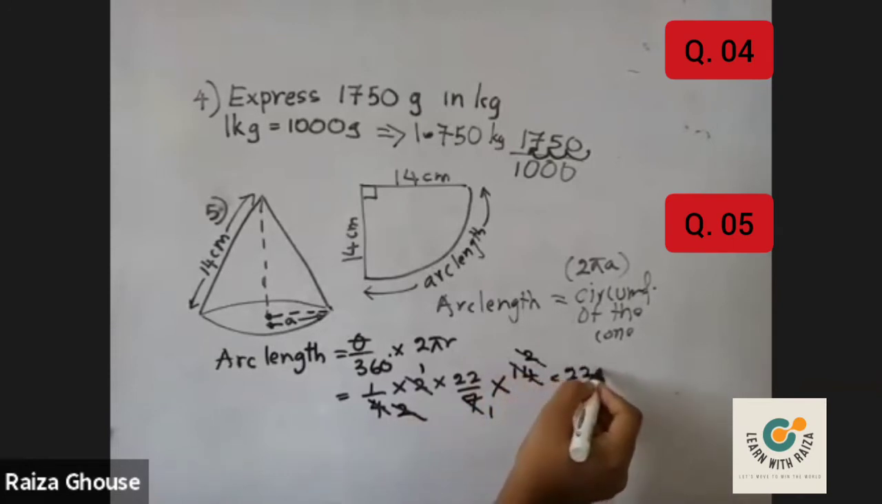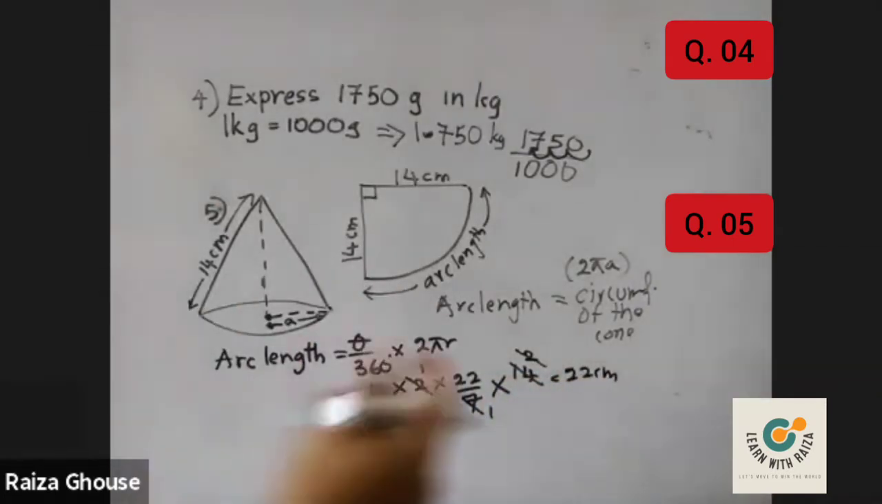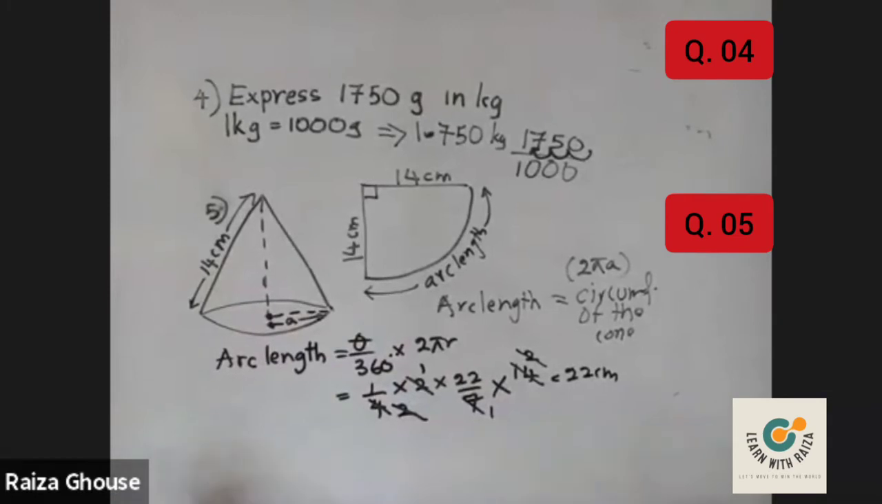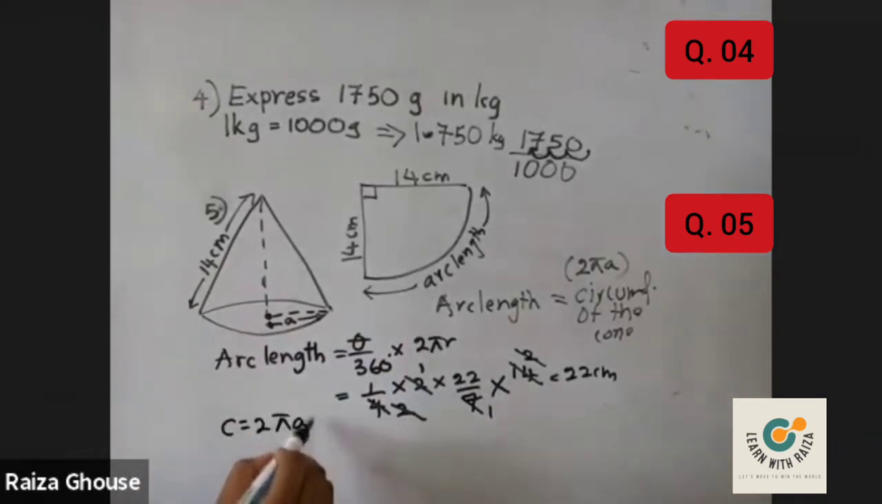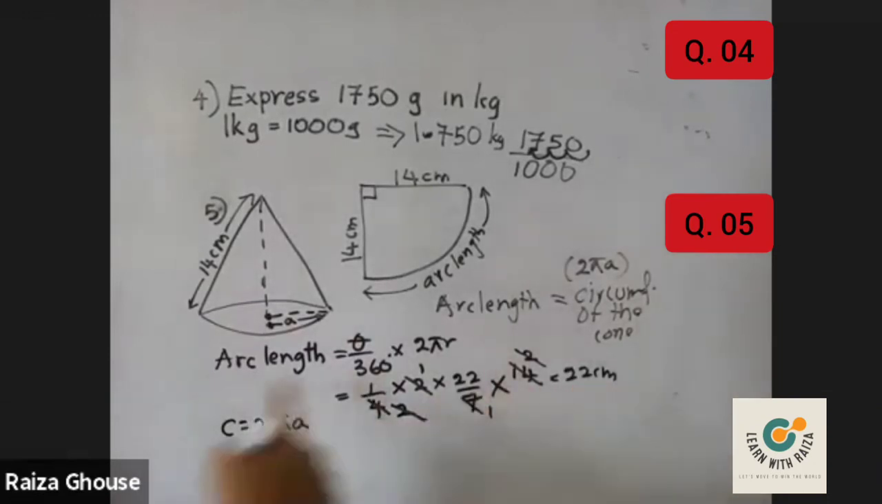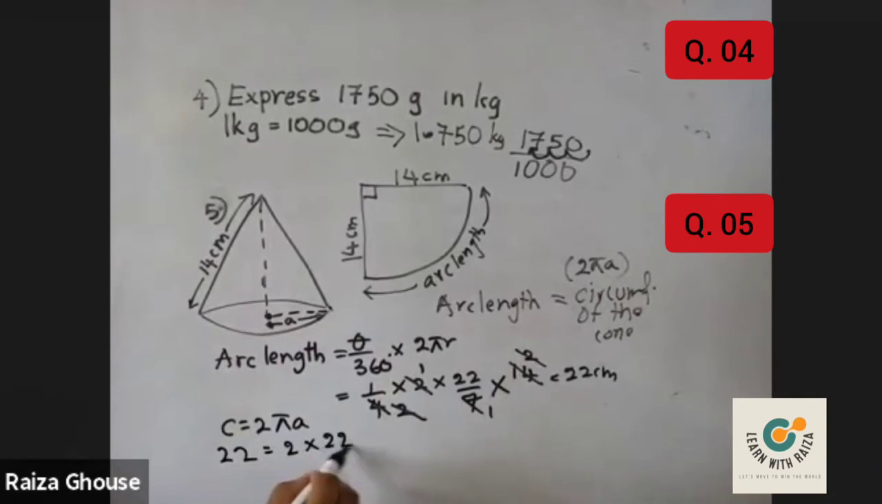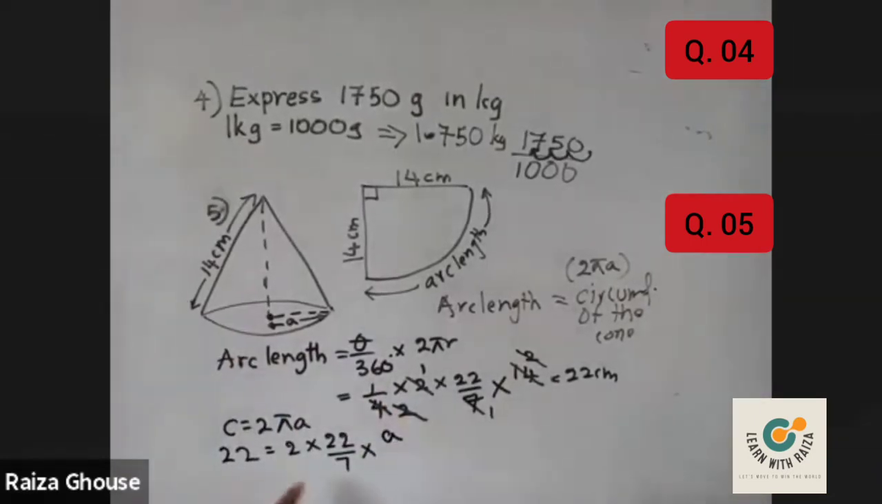22 centimeters. Now this one I can consider as the circumference, right? Now circumference equals pi a. So what can I do? I can take 22 for circumference equal 2 into 22 upon 7 into a. Now when you solve this, you will get a as the subject and you can find the answer.